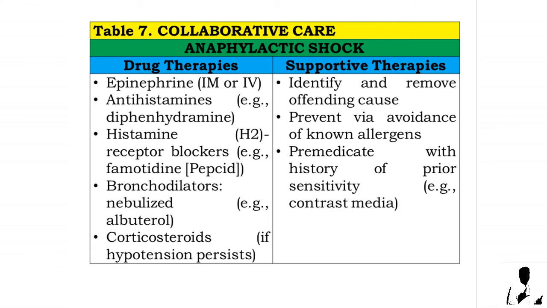Drug therapies include epinephrine, IM or IV, antihistamines, for instance, diphenhydramine, or H2 receptor blockers, for instance, famotidine (Pepcid), bronchodilators, nebulized, for instance, albuterol, and corticosteroids, if hypotension persists. Supportive therapies include identify and remove offending cause, prevent through avoidance of known allergens, and premedicate with history of prior sensitivity, for instance, contrast media.